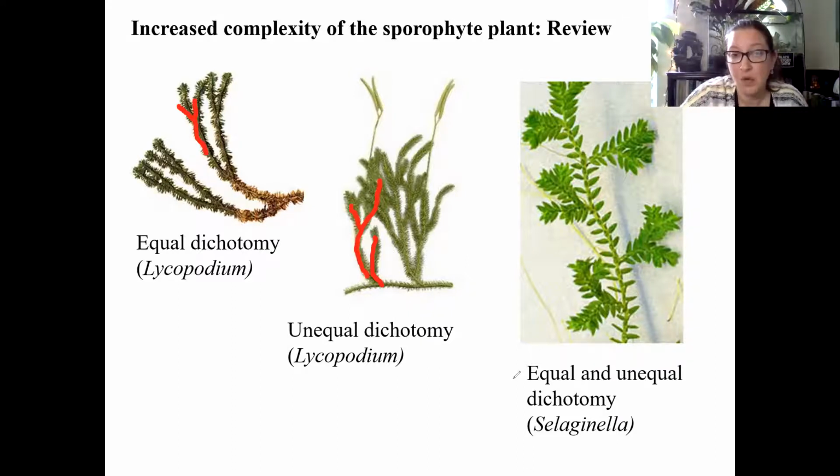And then Selaginella, which is more advanced than the other two here, has a combination of equal and unequal. So like here you see equal, right? Here you see equal. But obviously if you're looking at the stem, if it splits here and this one continues on, that's not equal. So it has a combination. So from left to right here, you're going from more primitive to more advanced growth patterns.